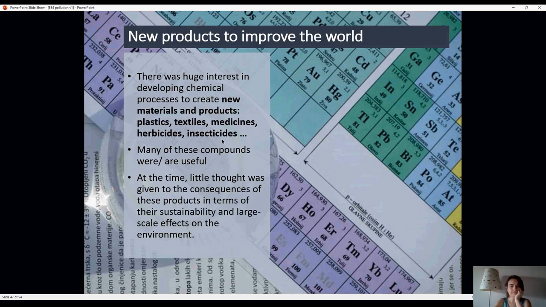Because you have expansion of cities, more people, and so the idea was that this could be done through technology. And chemistry, in particular, was behind a lot of this, these new things. Now, the thing is that people, I think.